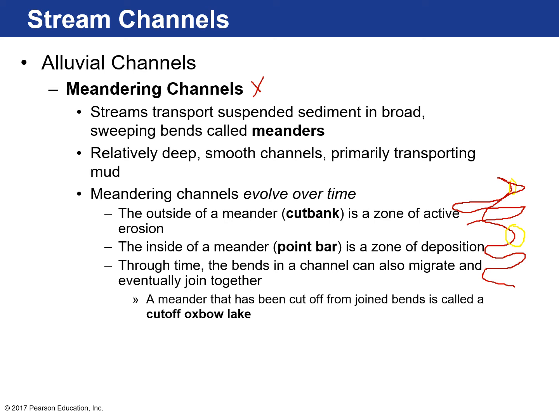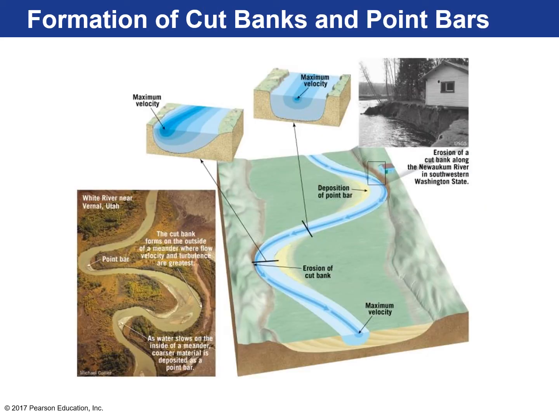The inside of a meander is called a point bar. That's the exact opposite area. So if this area here was a cut bank, this area over here would be a point bar, and that's where deposition occurs. Let me just go over here. I think it's easier if I just use their image.